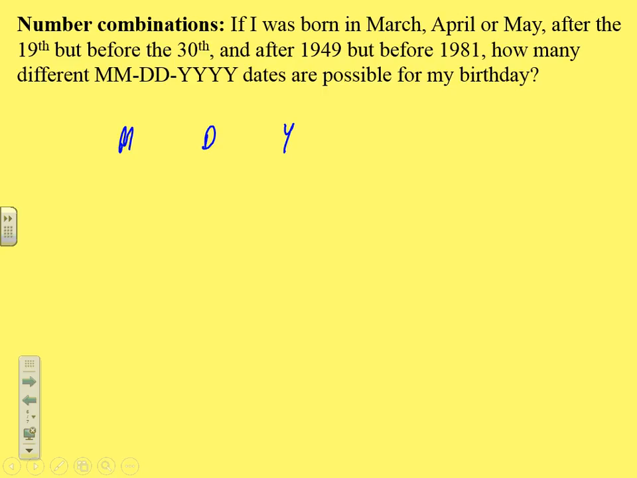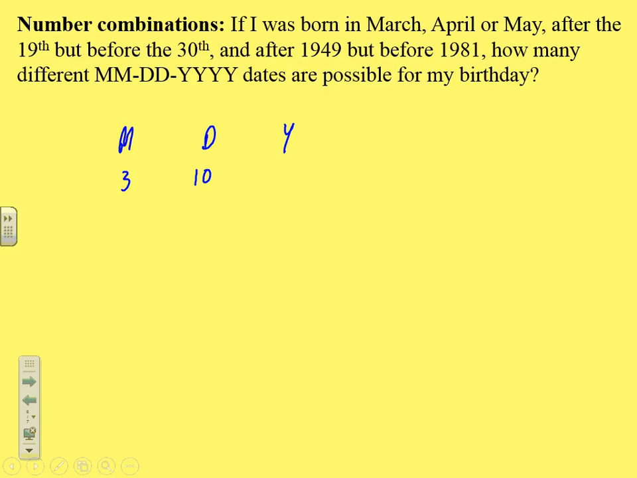Well, how many of each one do we have? Looking at the number of months, March, April, May, there's only 3 months that we're looking at here. Well, how many days do we have? Take a moment, pause the video if you need to, and think about it. How many days would there be after the 19th but before the 30th? The answer would be, there are 10 days that are after the 19th and before the 30th. Again, if you want to figure out how many years there are, go ahead and pause the video and think about it for a second. And when you're done, come back.